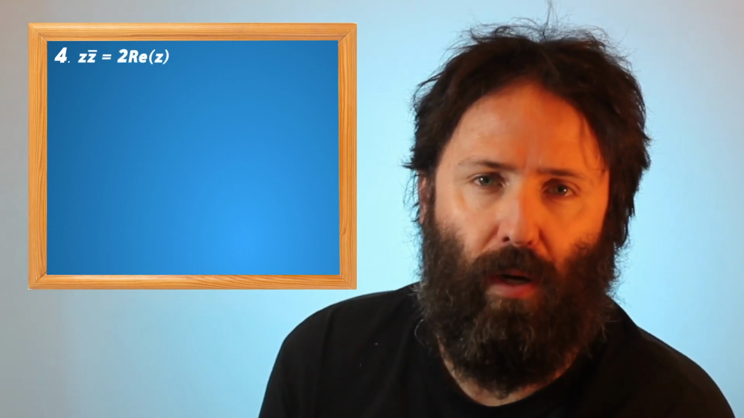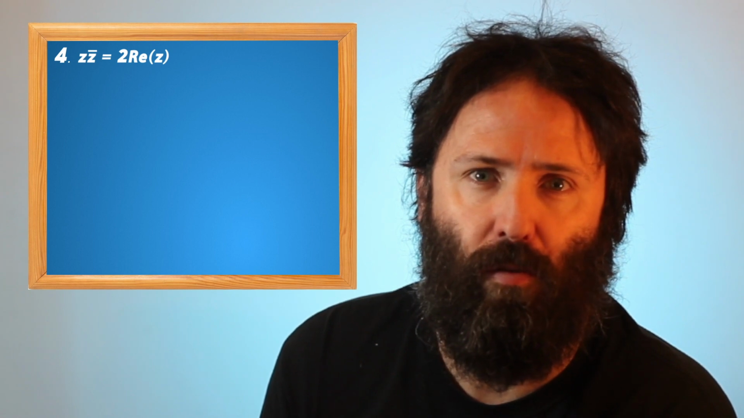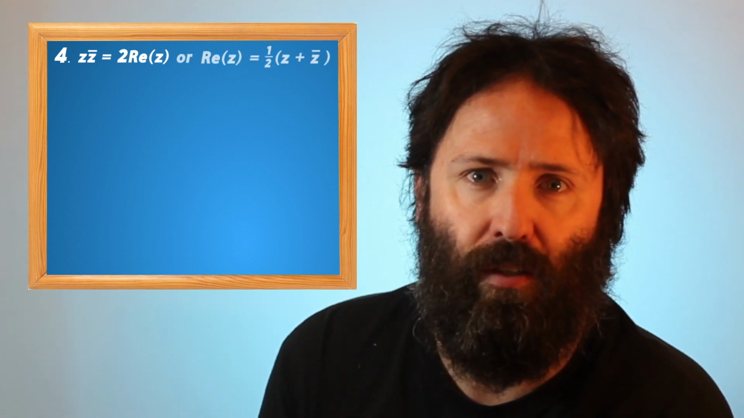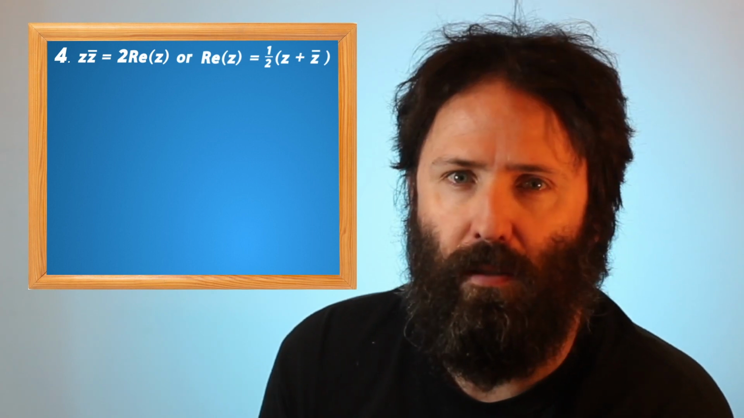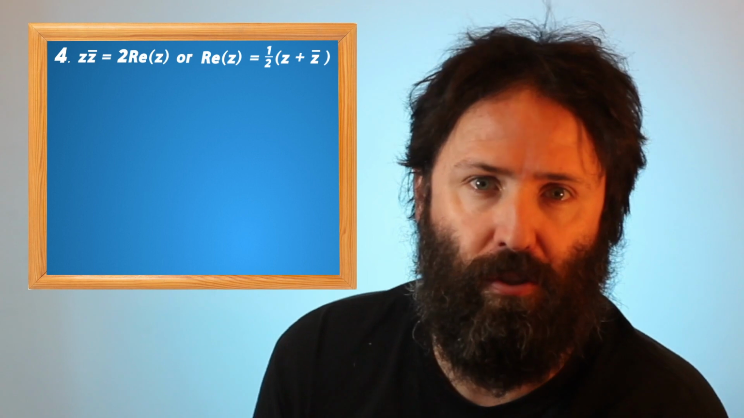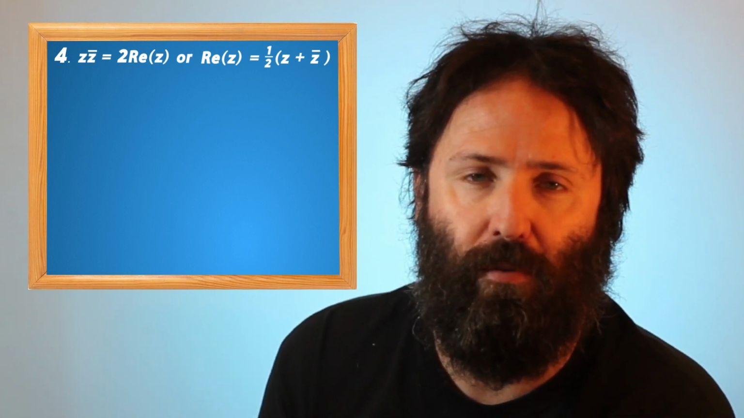Property 4 says that Z plus Z bar is equal to twice the real part of Z. Or, writing it another way, the real part of Z is equal to 1/2 of the sum of Z and Z bar. It's that second part that's probably going to be more useful to us in day-to-day life, as you'll see in our very final example of this video.